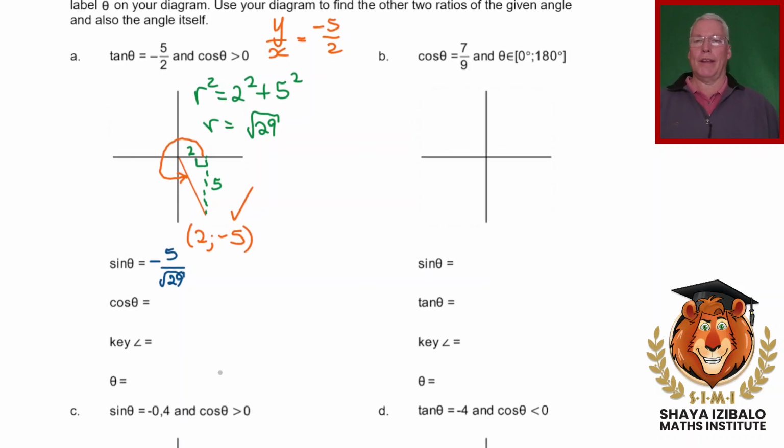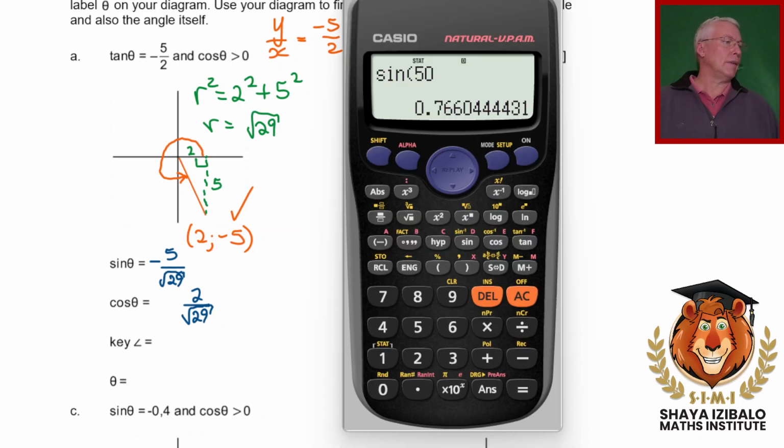What will the cos of this angle be? The cos of the angle will be the x value over the r value. Notice that the cos of the angle is going to be positive. It's going to be 2 over root 29. Now, we're going to show you how to find what's called a key angle. The key angle is an angle of the right size, but not necessarily giving us the right sign. A key angle is an angle in quadrant 1 which would give us the right size of the ratio. We're going to show you how to find that using our calculator.